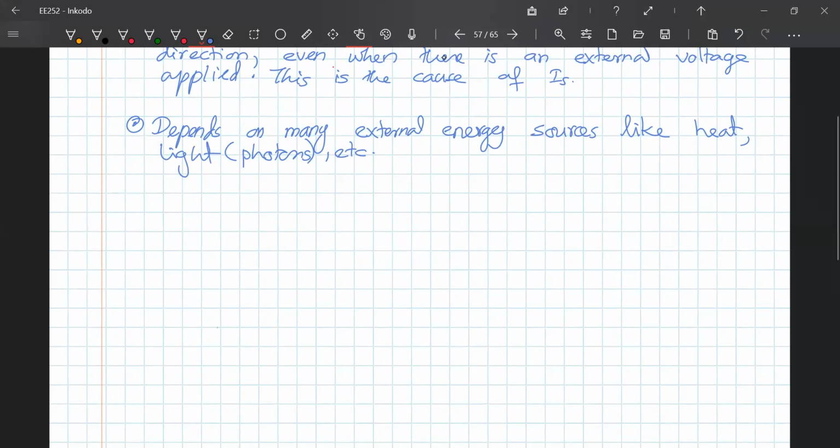Let's see, right? So when temperature is increased, obviously the current has to increase. IS will increase. Okay, that's good, due to increased diffusion. We already know that. But as T increases, what will happen?